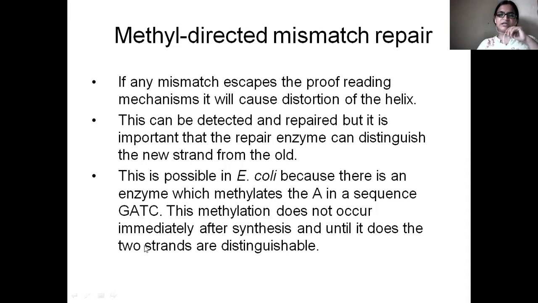This is possible in E. coli because there is an enzyme which methylates the adenine in the sequence GATC. This methylation does not occur immediately after synthesis, and until it does, the two strands are distinguishable.